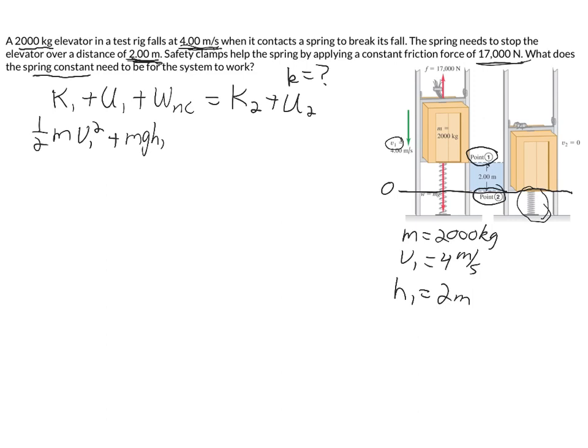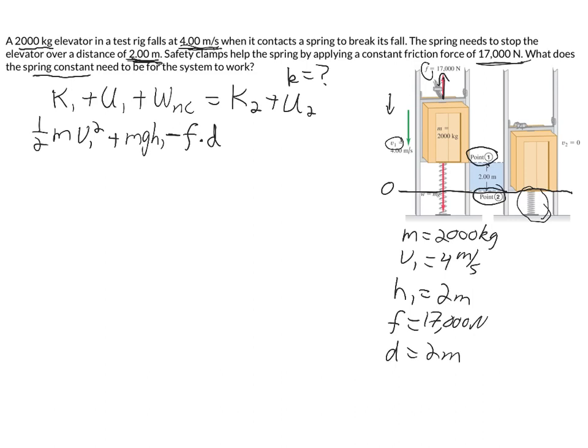Is there work being done by non-conservative forces? Let's look here. We've got gravity. Oh, that's a conservative force, so we don't have to count that. And we have this friction force. Friction is non-conservative. So the force of friction, 17,000 newtons, yes, we have work done by friction. And notice the force is up while your displacement is in the downward direction. So guess what? Negative, don't forget. Negative force of friction multiplied by the distance that it's moving. Our distance we'll label d, 2 meters, same as h1.